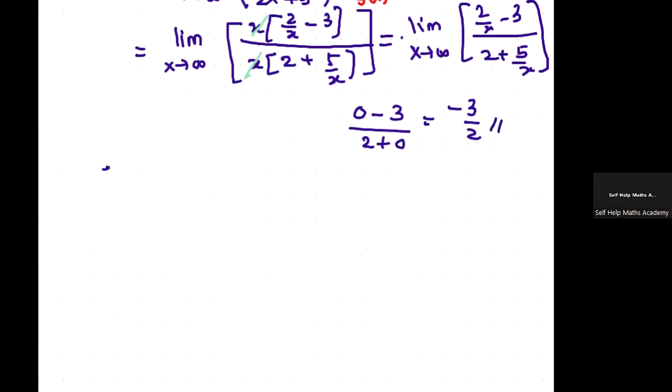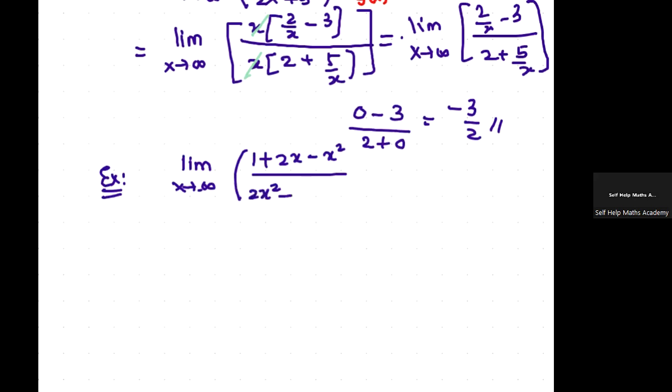Okay. So in another example, we have, say, the limit as x is tending to infinity. So we have negative infinity here. So this is (1 + 2x - x²) divided by (2x² + 3x - 4). This is equal to.